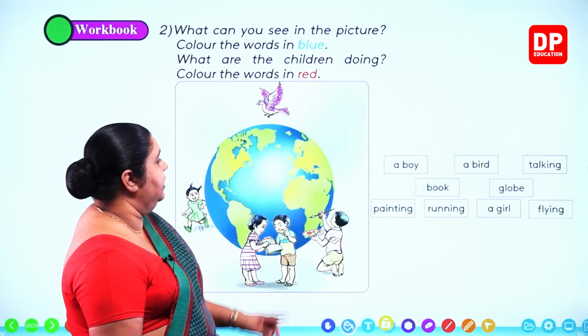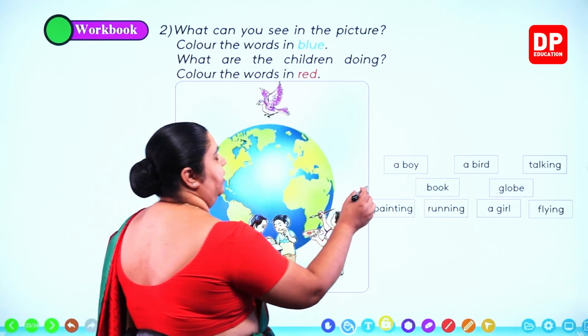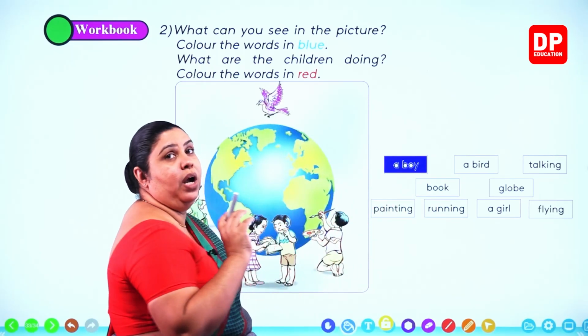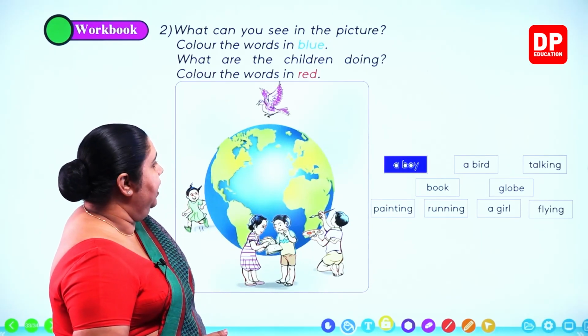Now what are the things we can see? A boy. Yeah, a boy. The word, this box, that is a boy, we have to color in blue because that is something that we see in the picture. A bird.